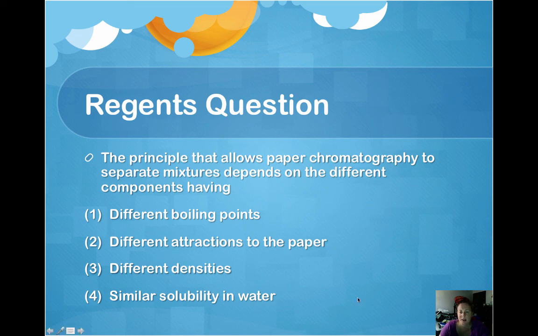And finally, the principle that allows paper chromatography to separate mixtures depends on the different components having... Chromatography is when you have two components with different attractions to the paper. So it separates by the speed it moves through the paper. So that would be choice 2.